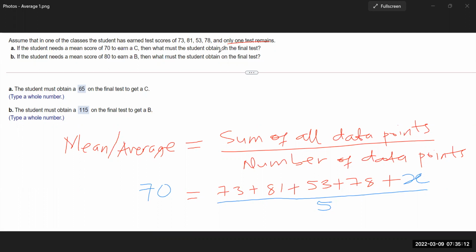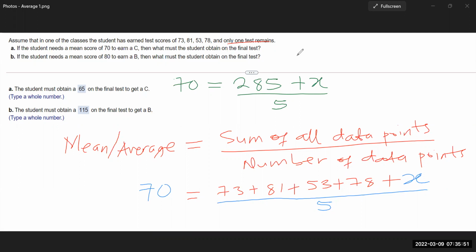There's not enough space below here, so I'm going to go up here and finish up. Let me use a different ink, let me use green. So now we know that the average is 70. So the sum 73 plus 81 plus 53 plus 78 should give you 285 plus your X, and then divided by 5. Are you good up to this point? Take a breather. You can pause the video and think about this.